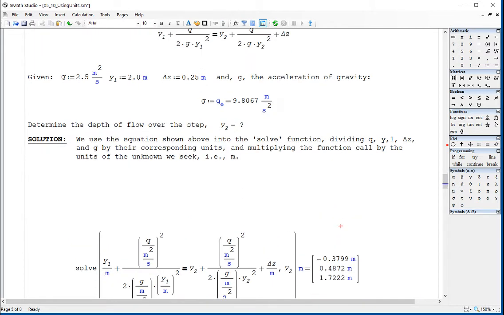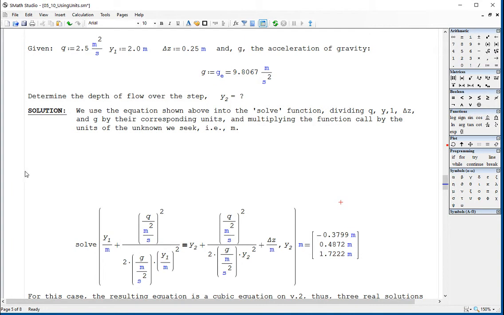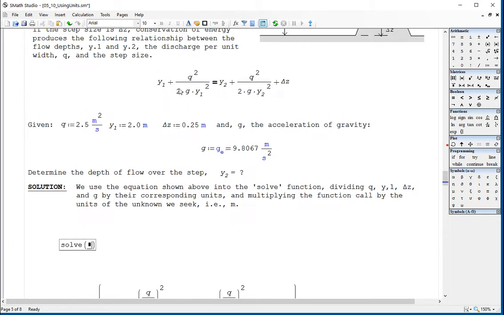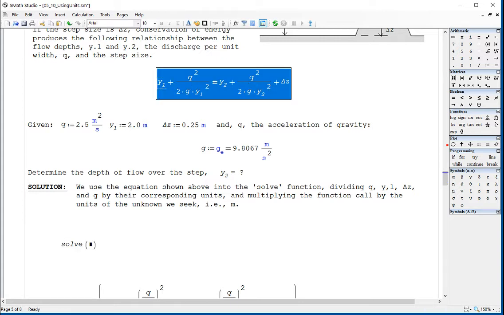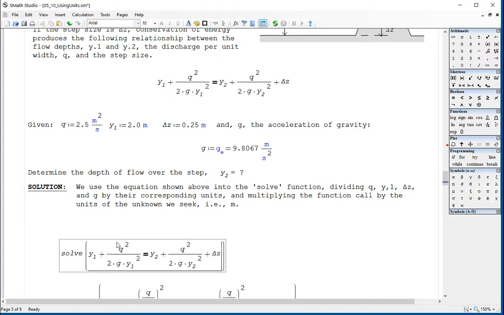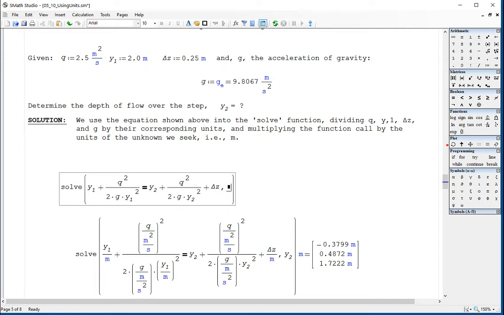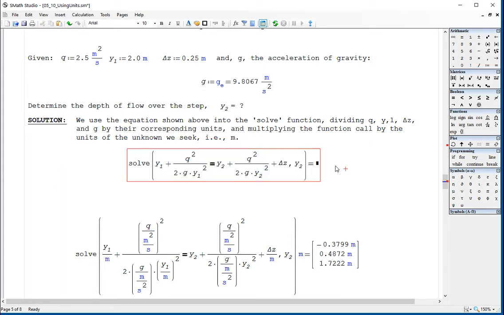And I'm going to show you here how to do that. I type solve, and we're going to take this equation, put it in there, and we're solving for y2, and of course you don't get any result. What's happening is that you need to divide the known values by its units.